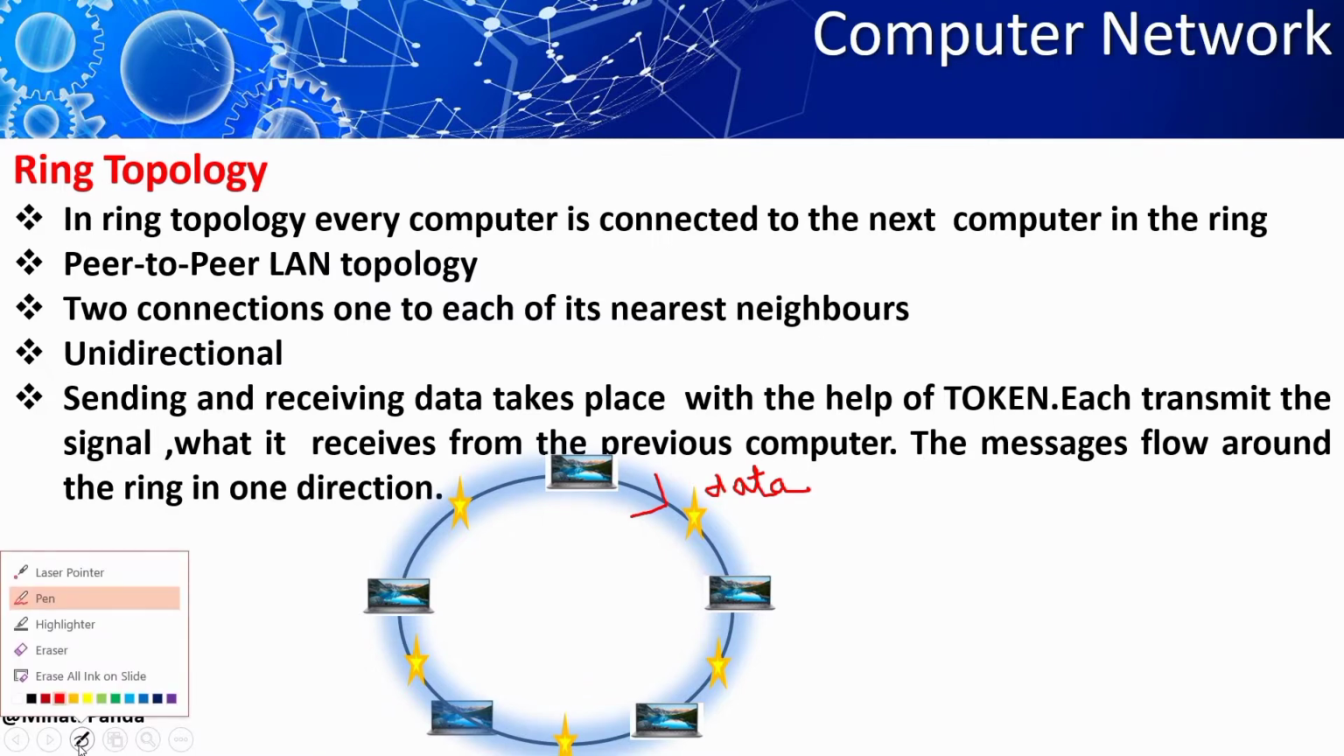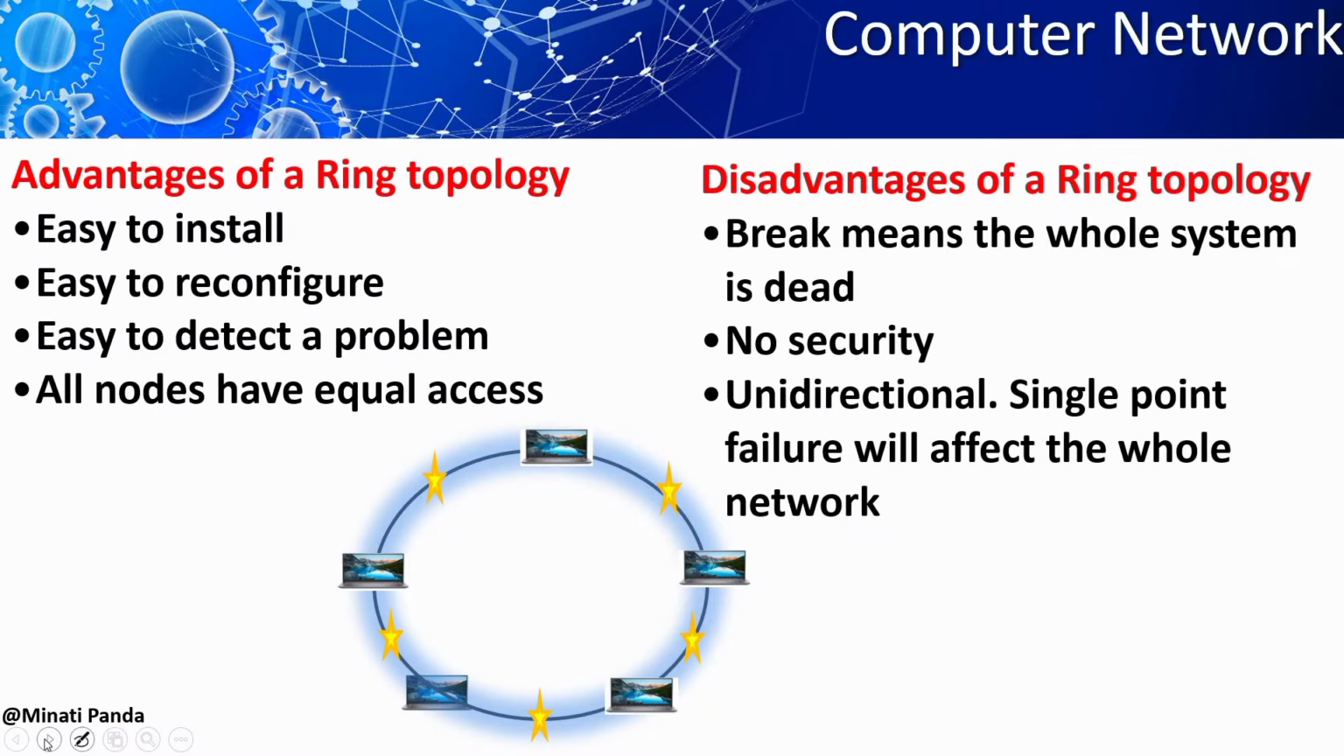Now we'll discuss some advantages and disadvantages of ring topology. Ring topology is easy to install and reconfigure. Here it is easy to detect a problem. All nodes have equal access because it is unidirectional. It has better performance than bus topology.